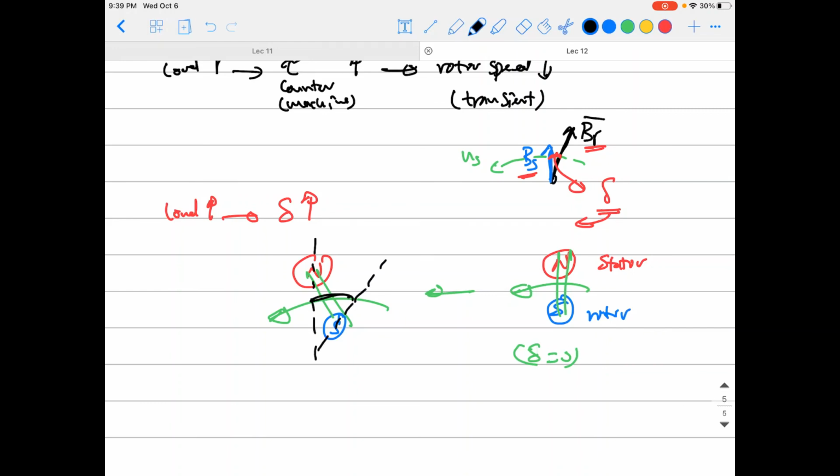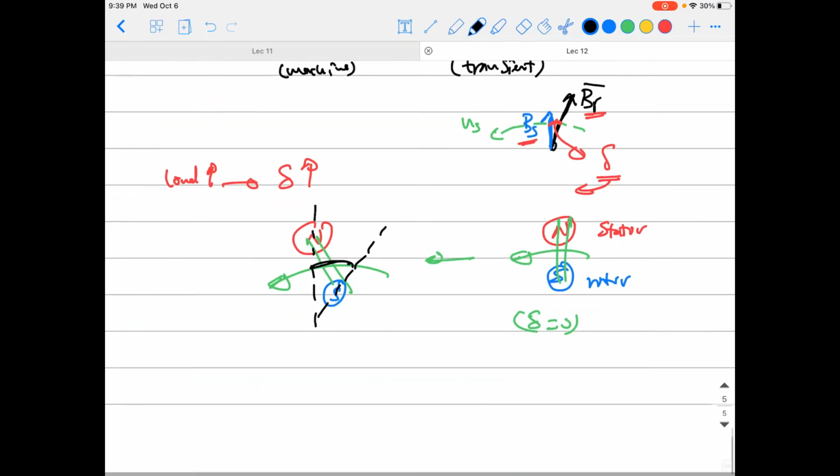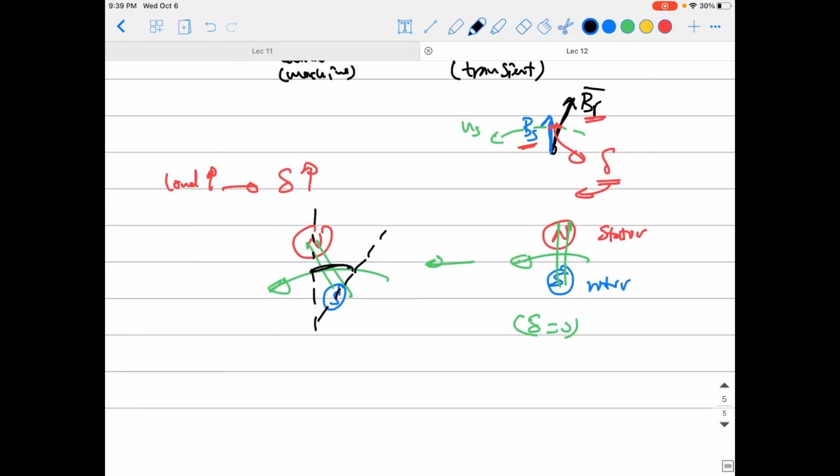Okay, guys? So they are still coupled together because they're still close to each other, and rotating together at the same speed, but now you will have a little bit of an angle like this. And this angle is delta. The problem is if you keep increasing the load, this angle delta will keep increasing until this bond breaks.